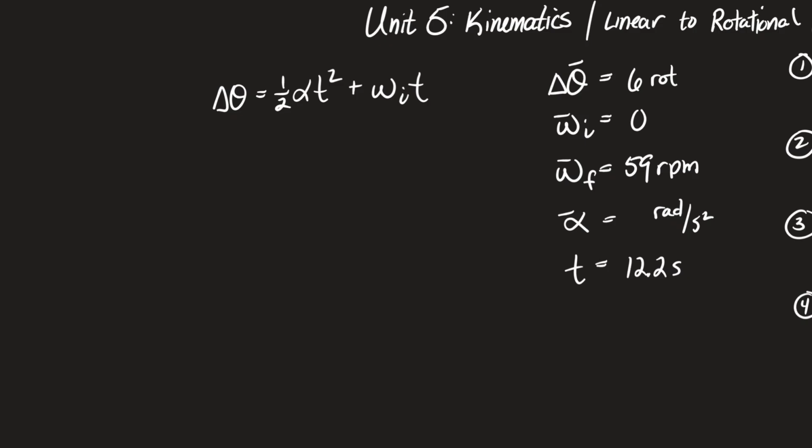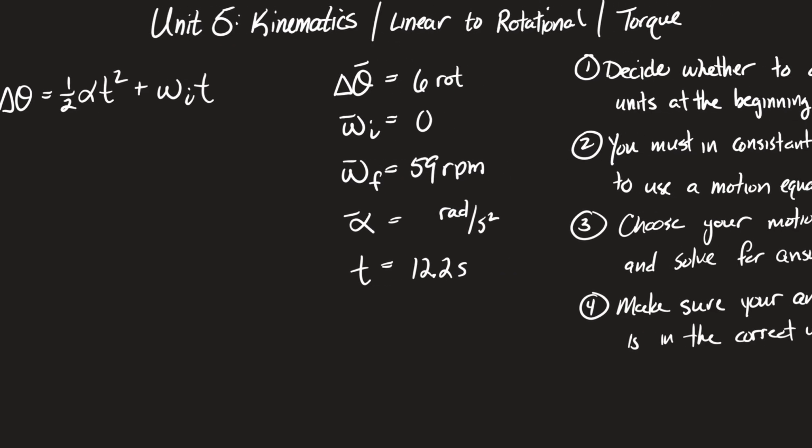Time is in seconds, and delta theta is in rotations. If I work this out, my answer is probably going to be in rotations per second squared. So I can decide to either convert at the start or convert at the end. Last time I converted at the end, so I think this time I'll convert at the start. I'm going to convert rotations to radians.